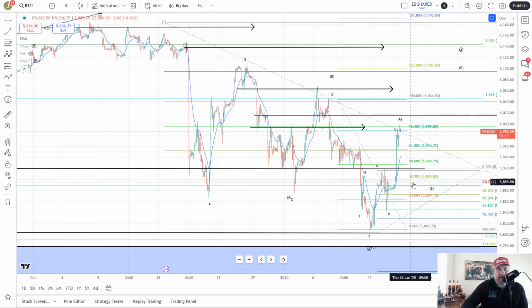Key level to the downside and path would be 58.80. And then we'd want to see a corrective move as well.